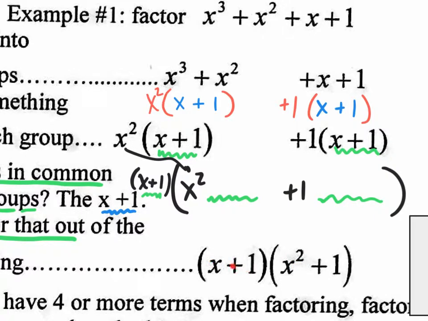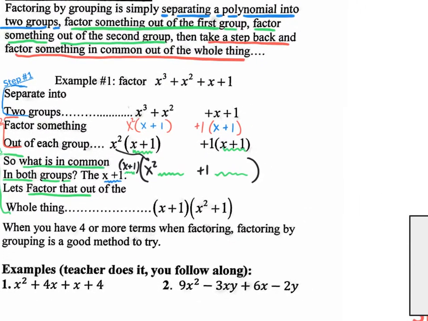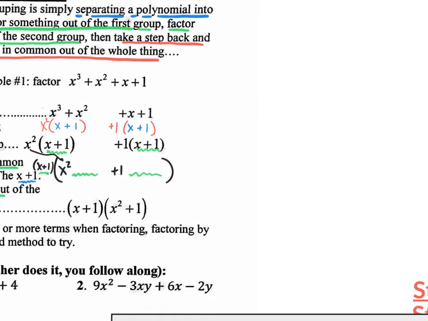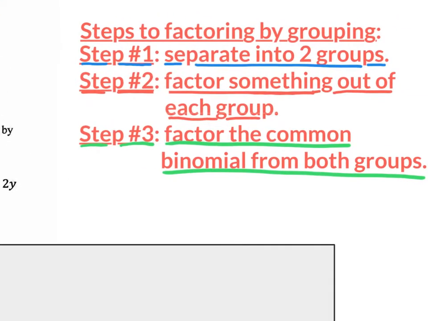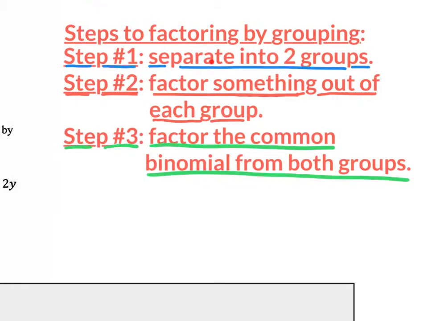Believe it or not, if you take this binomial and multiply it by this binomial, x times x squared is x to the third. X times 1 is x. 1 times x squared is x squared. 1 times 1 is 1. This is the factored form of the cubic polynomial above. All right, if that's confusing, it's okay. This is pretty much the steps right here. Step 1, separate it into 2 groups. Step 2, factor something out of each group. Step 3, factor the common binomial from both groups. Okay? So let's look at some more examples.